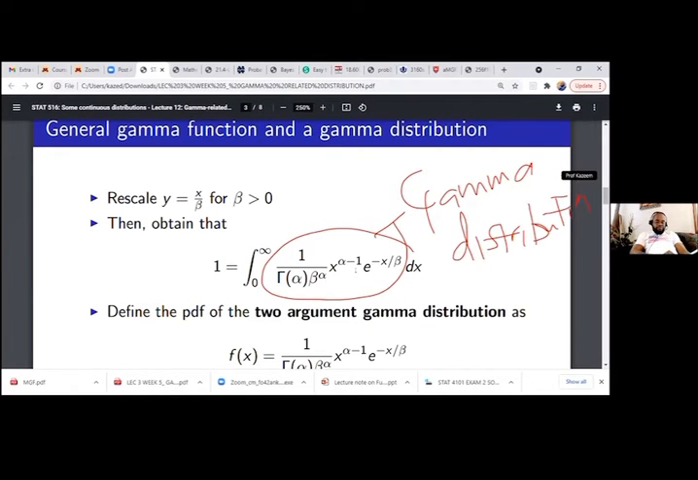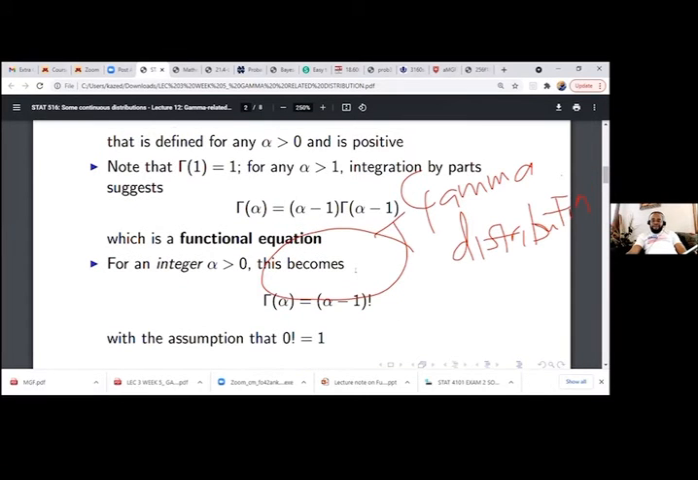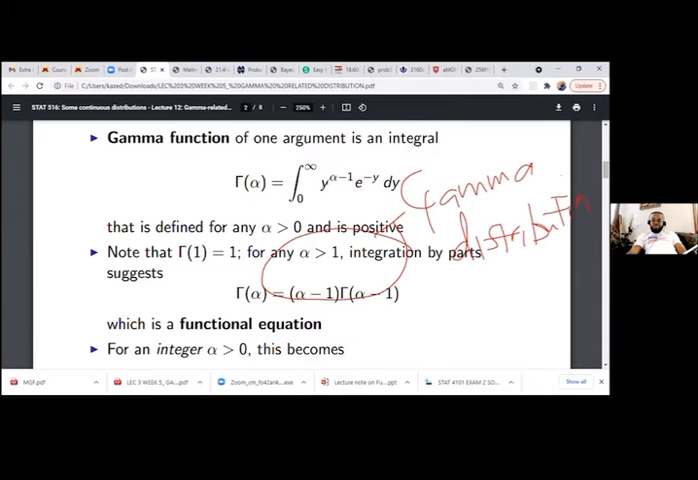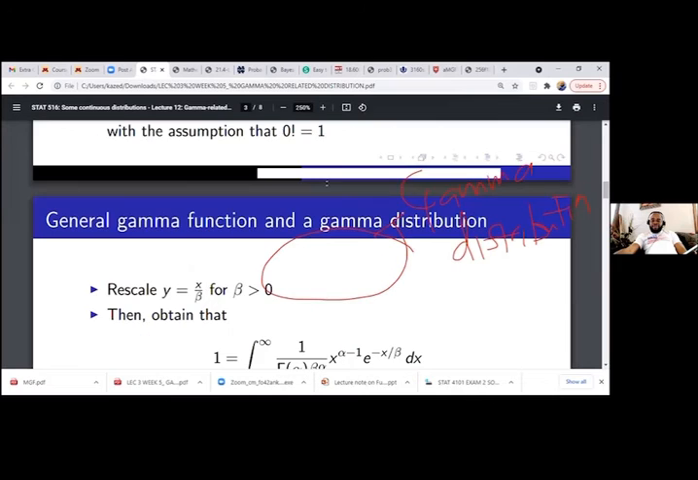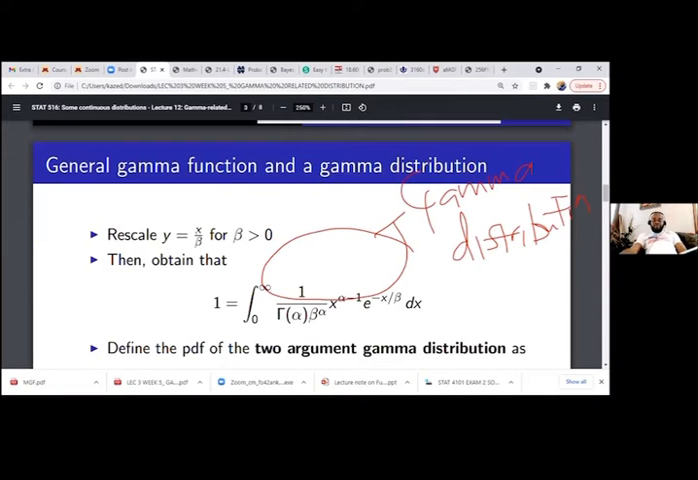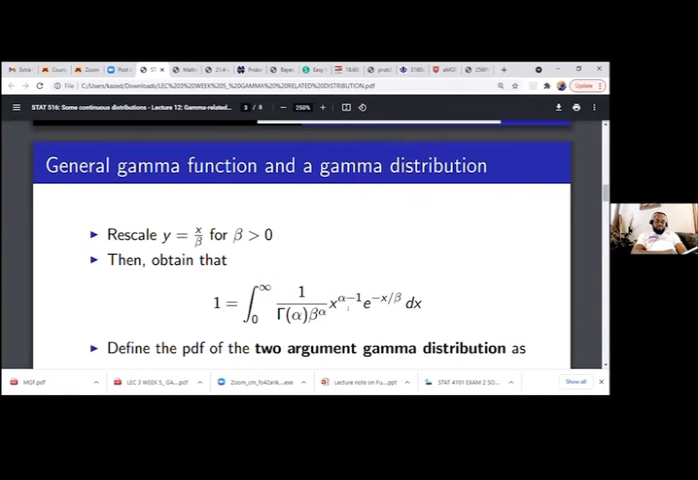Now, how do we come about the gamma distribution? If you take a look at the gamma function, can you see the gamma function? If I let y be equal to this, I'm actually going to go from the gamma function to what I call the gamma distribution. I'm going to say that again. If I let y equal x over beta, we go from the gamma function to the gamma distribution.